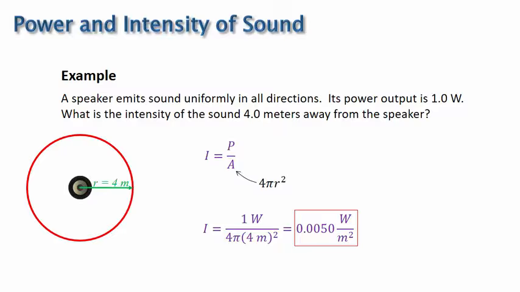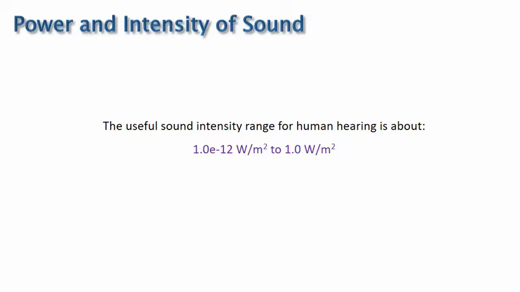Now, one last thing to discuss about sound intensity. There's a practical issue dealing with the behavior of human hearing. It varies from person to person, but the useful sound intensity range for human hearing is about 1 times 10 to the minus 12 watts per meter squared to 1 watt per meter squared.